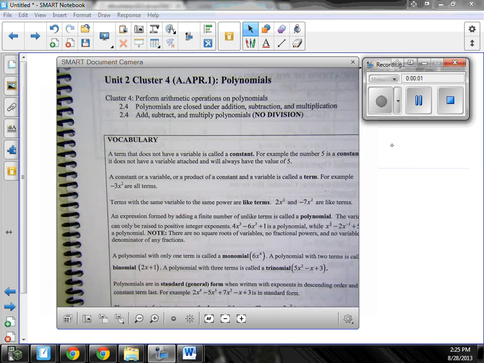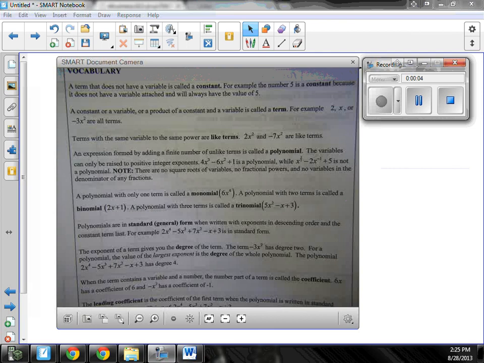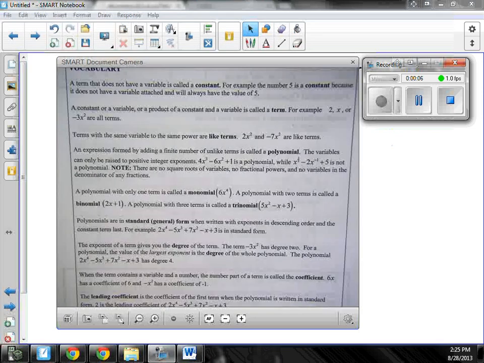So let's look at the definition of polynomial on page 3. An expression formed by adding a finite number of unlike terms is called a polynomial. Well, that's kind of annoying. What's a term? If we back up a little bit, a constant or a variable or a product of a constant and a variable is called a term. For example, 2x or negative 3x squared are all terms.